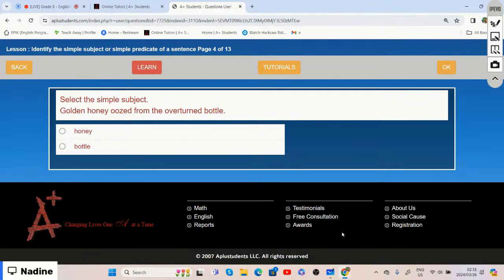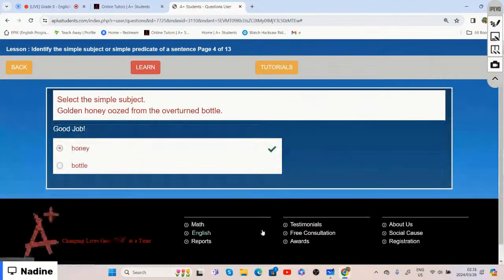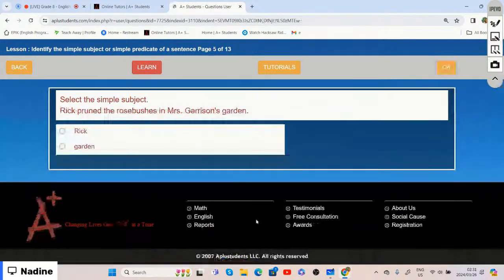All right, and if we select the simple subject, then we can say honey, not golden honey, just honey, right? Let's do the last one. We need to select the simple subject.